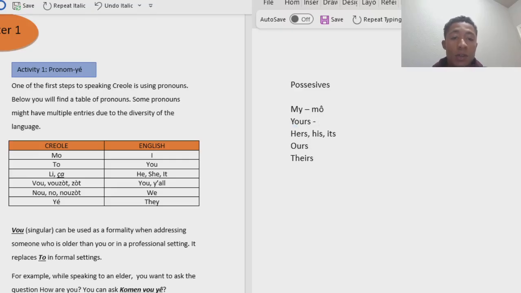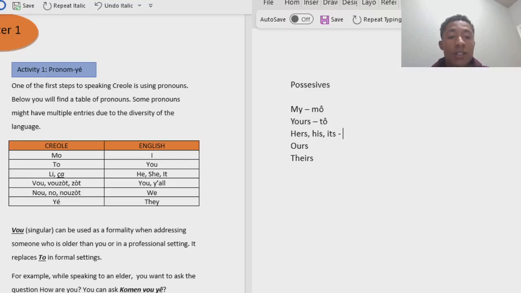Now what you're going to see with all these possessives is that they all have hats. They all have circumflexes. Now for yours, it will be to. Like your toe. Just like how you would say you in the direct form. To te fais ça? To chien.